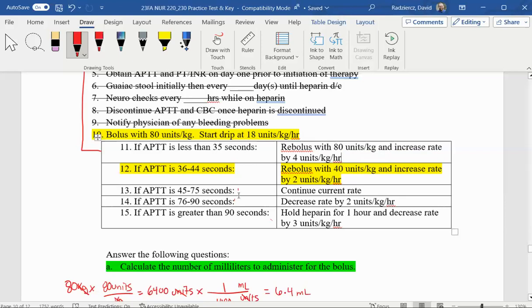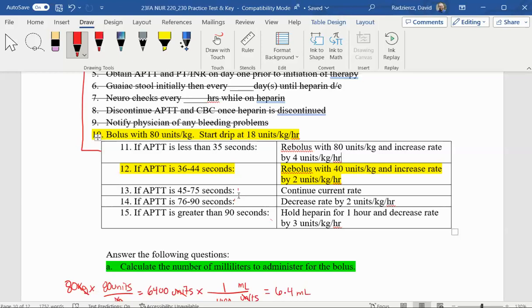If they have a clotting time of 45 to 75 seconds, you wouldn't do anything different. However, if that's the first question you get asked, you're still going to have to do the initial calculation. But technically, if it asked what would be the bolus dose, you would say 0 because you're not giving them another bolus. You would just continue the infusion rate as it's set. In the example, it was 14.4 milliliters per hour, and it would just continue at that infusion.